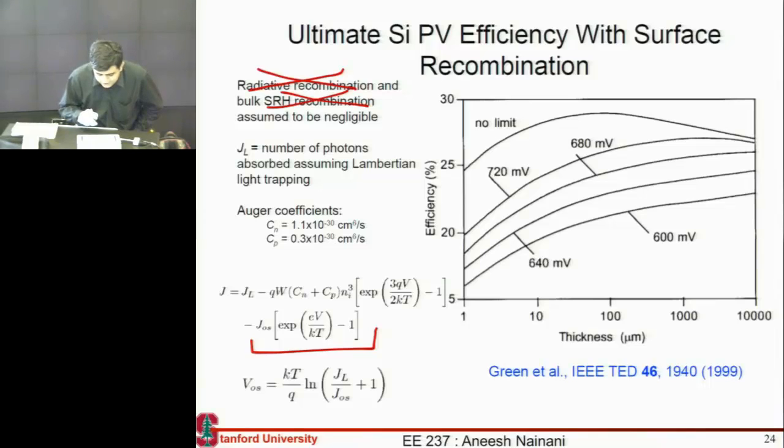And people have analyzed what the maximum VOC is, or what the maximum efficiencies are that you can get in that case. For the case of silicon, you can get very close to 30%, around 29%, if you get rid of all the recombination mechanisms. And most of that increase, when you reduce your recombination, comes in this VOC.